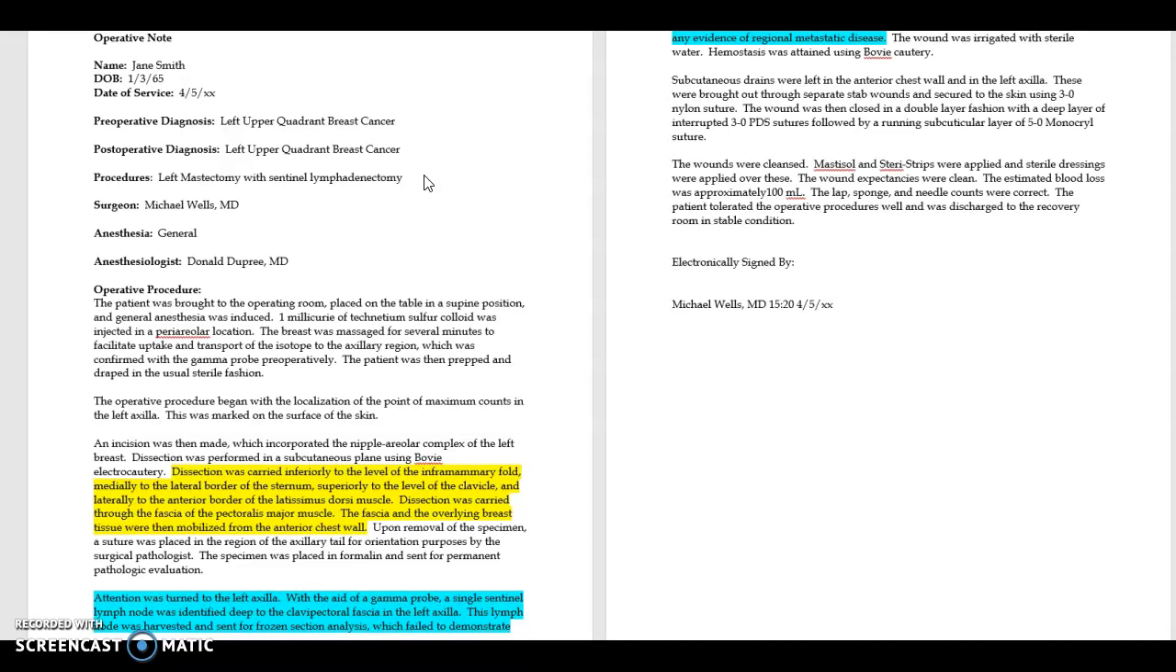So this is a mastectomy with removal of a lymph node. Two procedures are going on here, but that doesn't necessarily mean you need two different codes, as a hint. So the first thing I would do is look at your mastectomy.